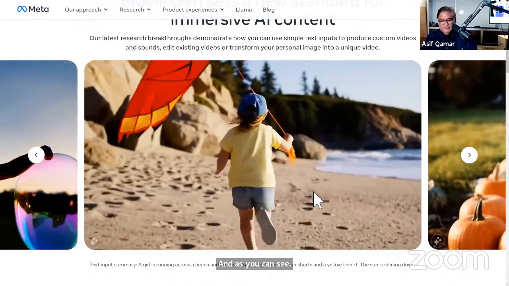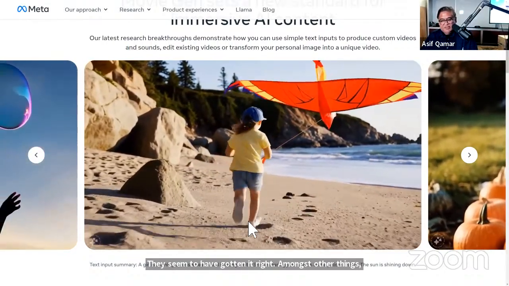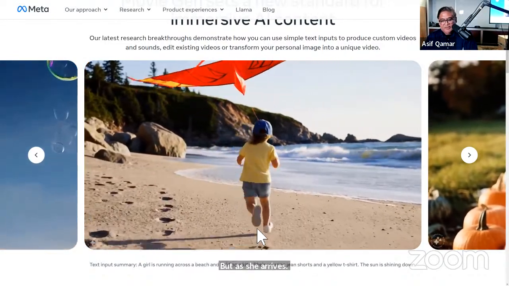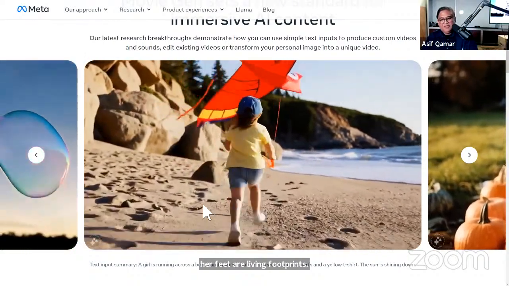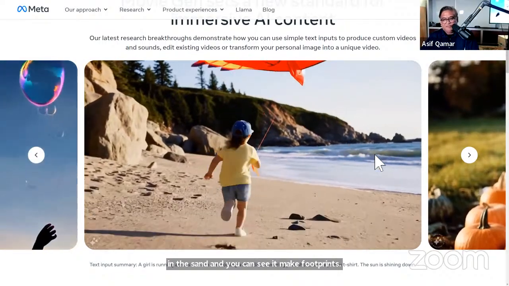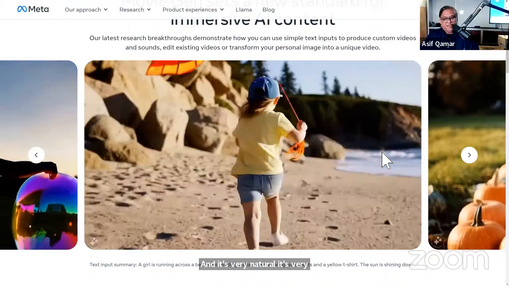Amongst other things, observe, which is not quite easy to observe, but as she runs, her feet are leaving footprints in the sand, and you can see it make footprints. You can see the wave of the kite, and it's very natural. It does respect the physics, and it looks very realistic, in other words.